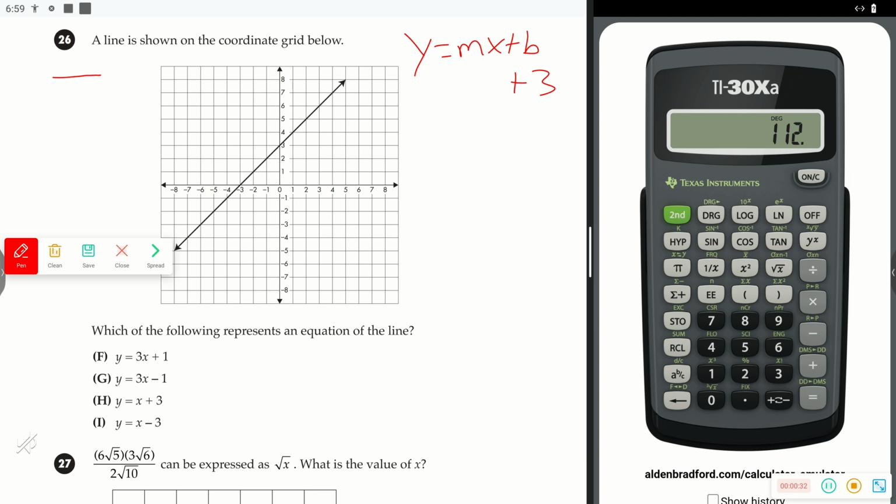To determine the slope, we want to find points on the grid where it crosses exactly. In this case, it actually crosses a lot of points exactly, but for the sake of it, I'm going to pick this point and this point here. And I could actually list these points. The x is -3, the y is 0, and then for this one, the x value is 0 and the y is 3. And I could use my slope formula, y2 minus y1 over x2 minus x1. But that would be a lot of work.